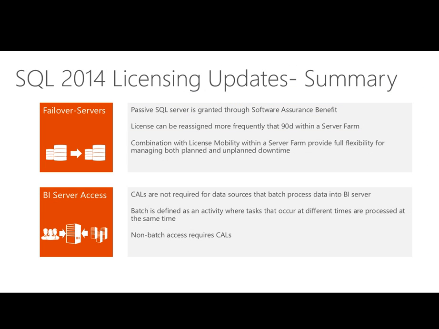So the summary, again, for active passive, you need to have software assurance. And then for BI multiplexing, it needs to be a batch. Batch is defined as an activity where tasks that occur at different times are processed at the same time. So for BI, you don't need CALs for data sources that batch process to the business server.